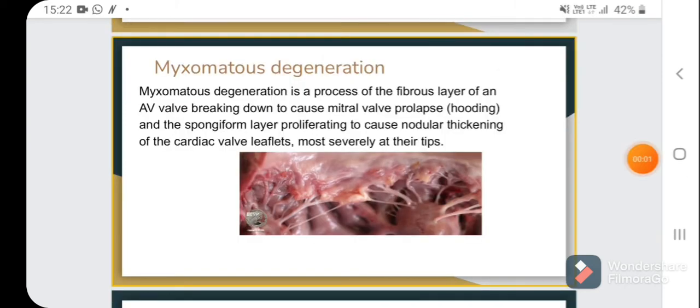Myxomatous degeneration is a process in which the fibrous layer of the AV valve breaks down and causes mitral valve prolapse. When the fibrous layer breaks down, the spongiosa layer gets exposed and starts to proliferate, which leads to nodular thickening of the cardiac valve leaflets, most severely at their tips. Okay, let's explain this in simpler terms.